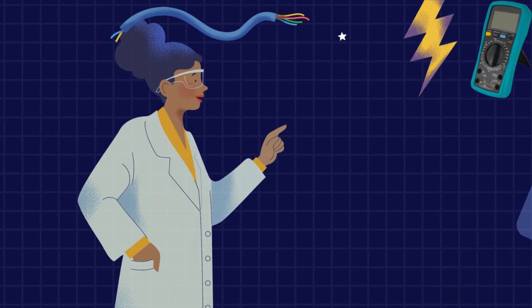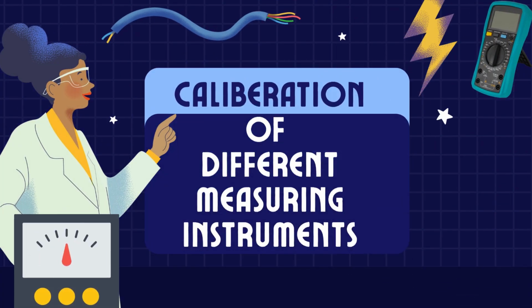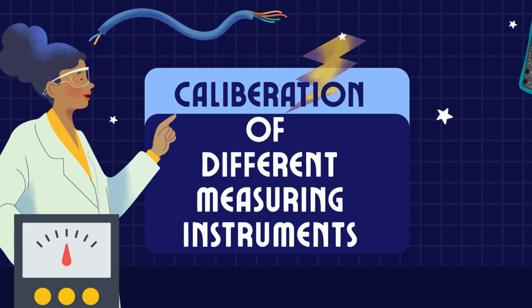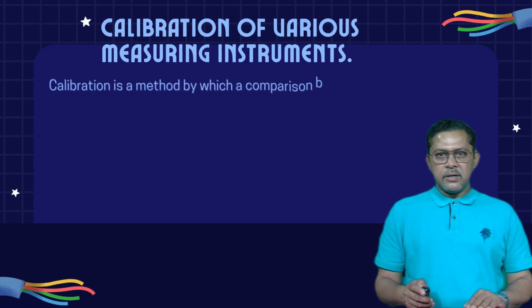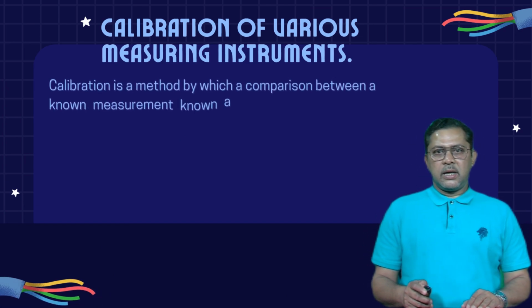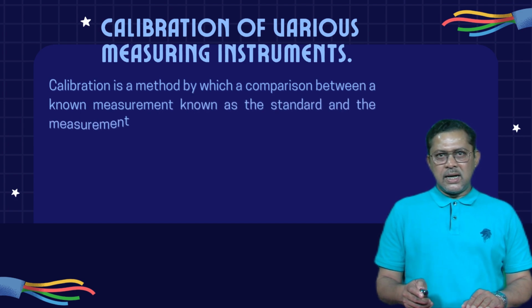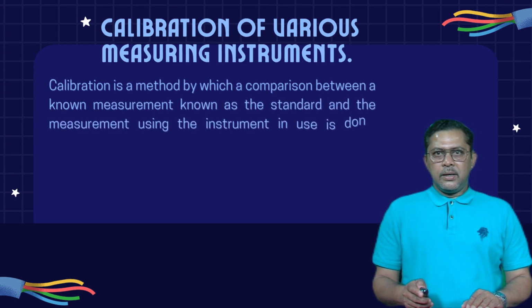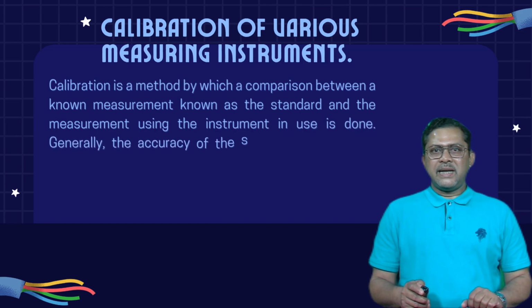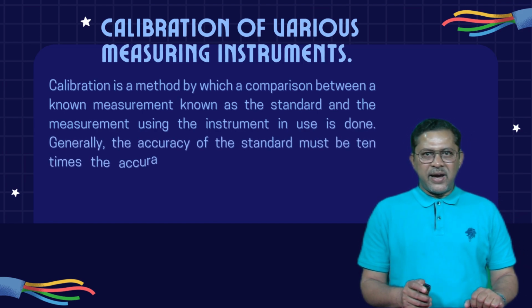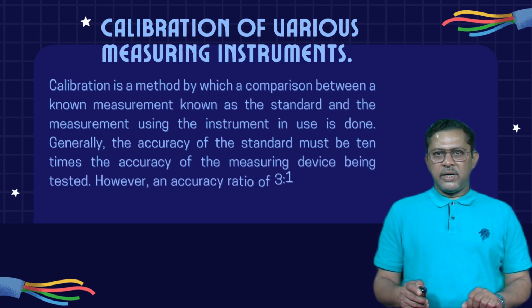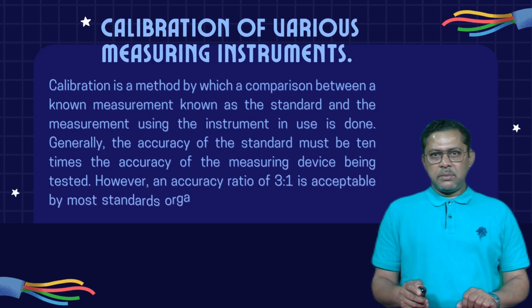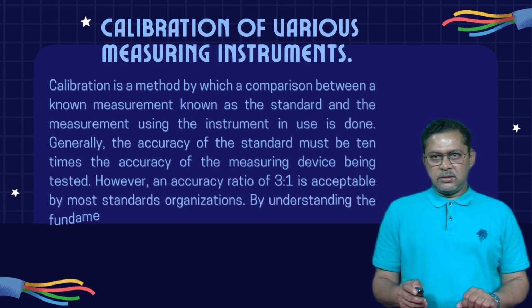The next topic which we will now study is about the calibration of various measuring instruments. Calibration is a method by which a comparison between a known measurement, known as the standard, and the measurement using the instrument in use is done. Generally, the accuracy of the standard must be 10 times the accuracy of the measuring device being tested. However, an accuracy ratio of 3:1 is acceptable by most standards organizations.